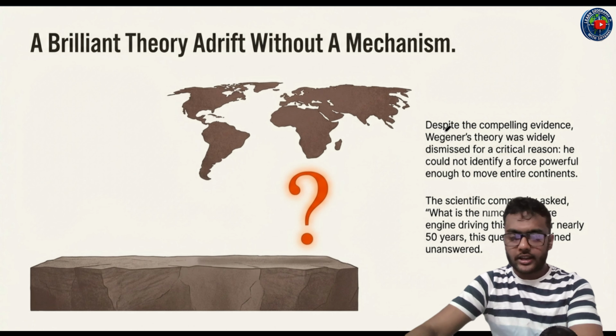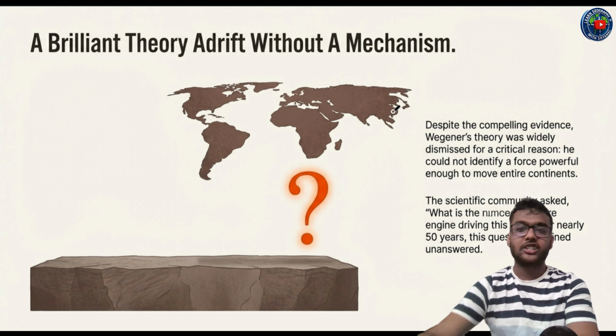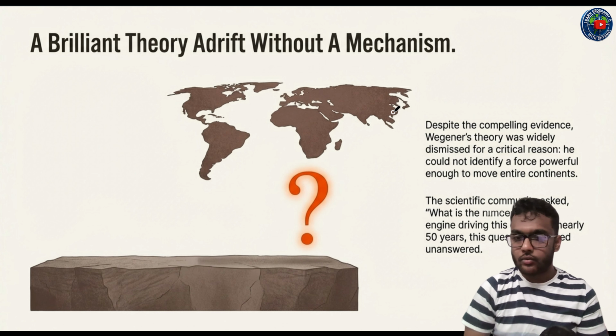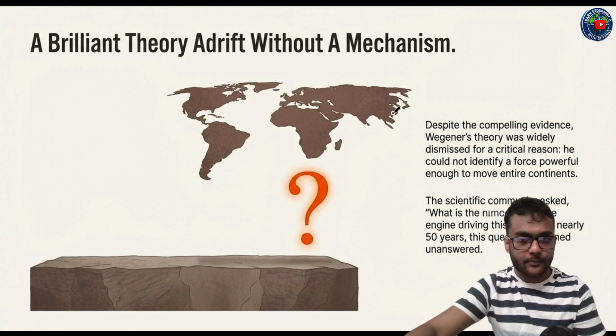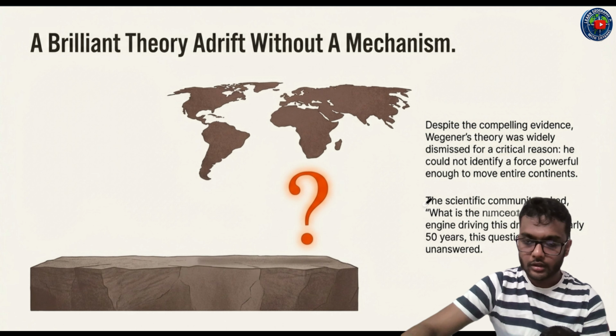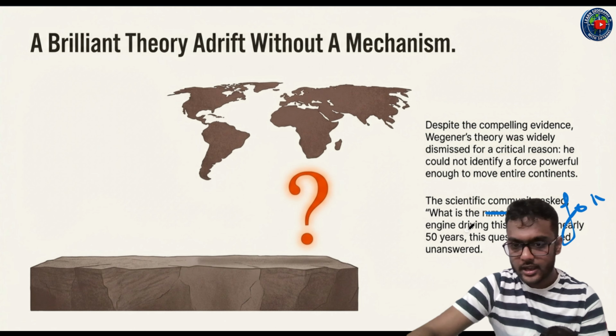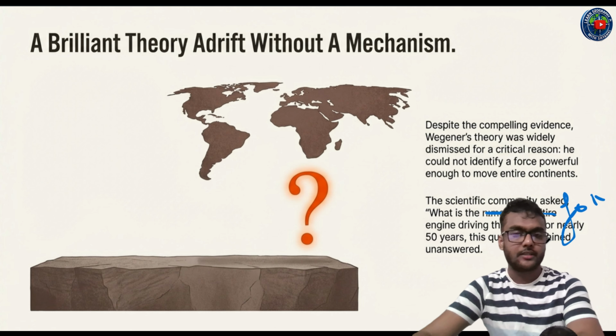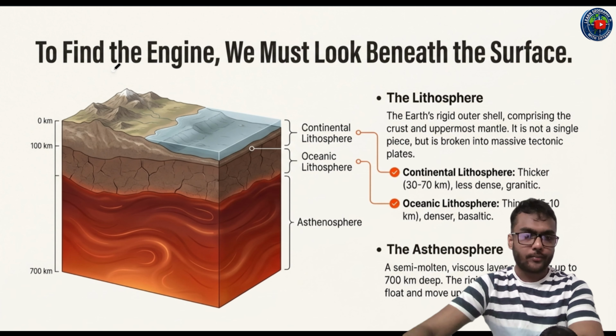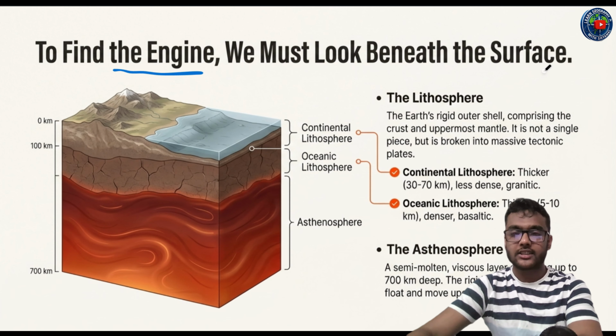Now, despite the compelling evidence, Wegener's theory was widely dismissed for a critical reason. He could not identify a force powerful enough to move entire continents. The scientific community asked, what is the force? What is the engine driving this drift? For nearly 50 years, this question remained unanswered. To find the engine, that means the driving force, we must look beneath the surface.